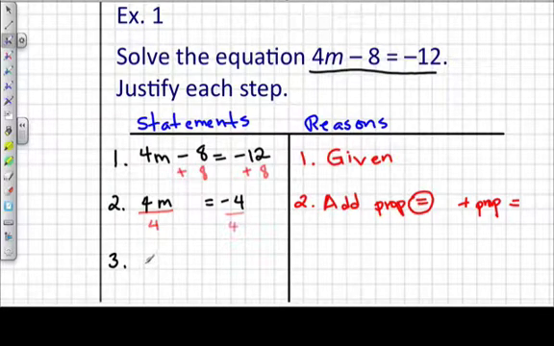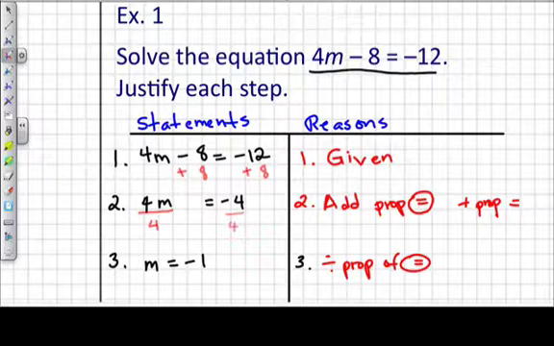So 4m divided by 4 is m. Negative 4 divided by 4 is negative 1. And what did we do to reach that conclusion? Well, we divided both sides by the same amount. So this is going to be the division property of equality. Perfect. And now that's the end of my proof. I've solved my variable and I've justified each step.